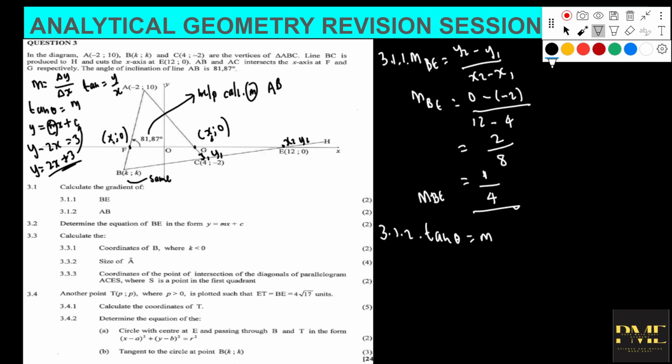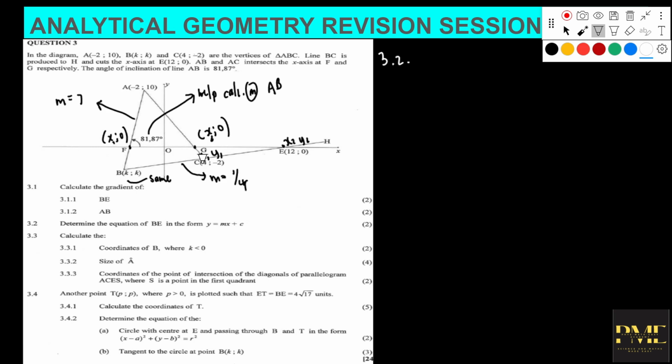Okay, then we substitute. So we've got our tan, and then our angle here is 81.87, which is equal to our gradient. Then when you punch this into your calculator you will get 7, which is equal to the gradient. So the gradient is 7. Okay, right, cool. So we got our 3.1.2.